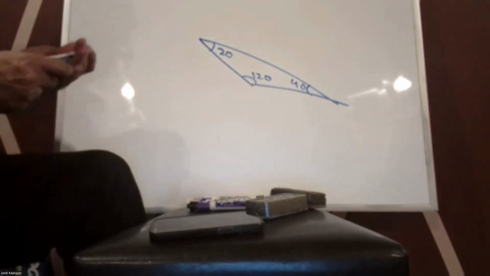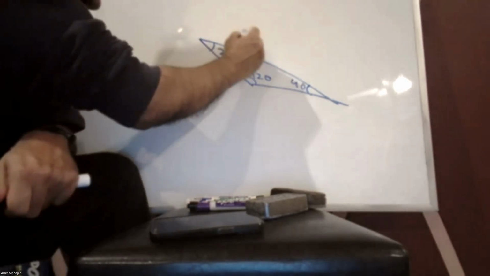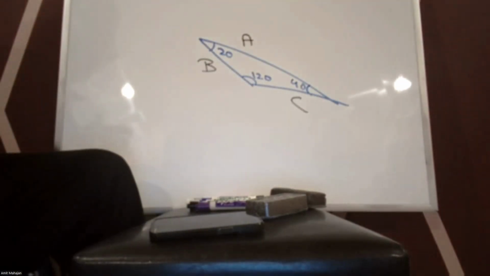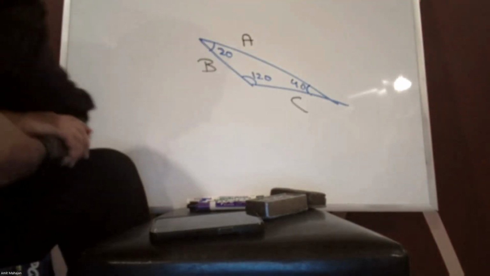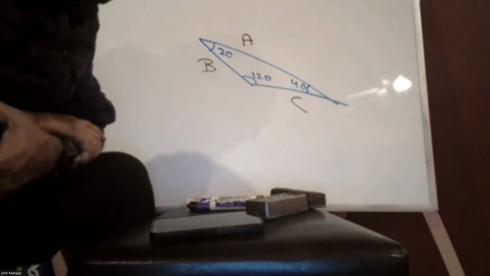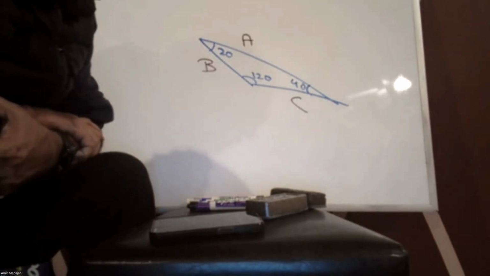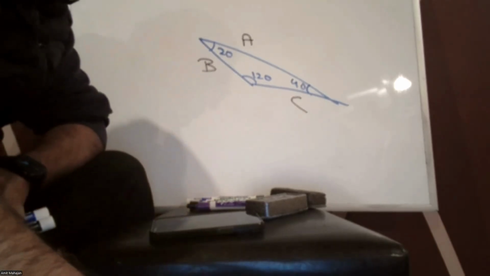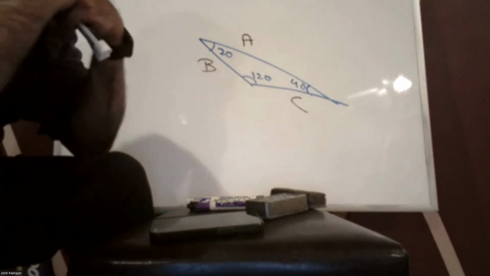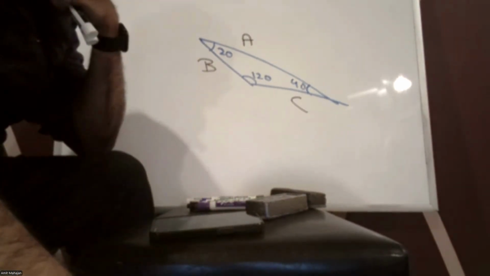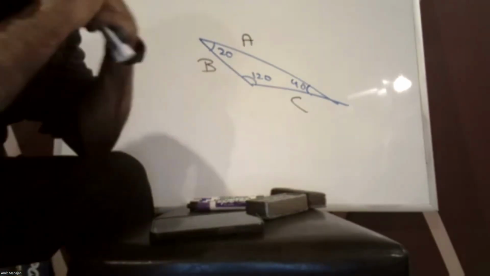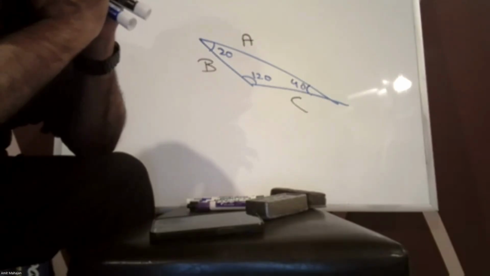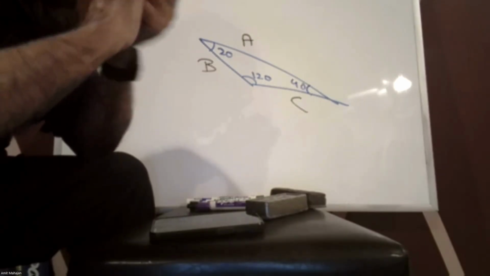Now, Tejas, I'm going to label sides A, B, and C. Which side will have the smallest value? Out of A, B, and C, which side is the smallest side? I think it's B. Everyone on the chat is saying it is B. And they all agree with Tejas.